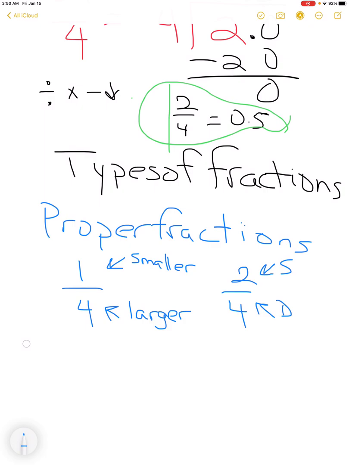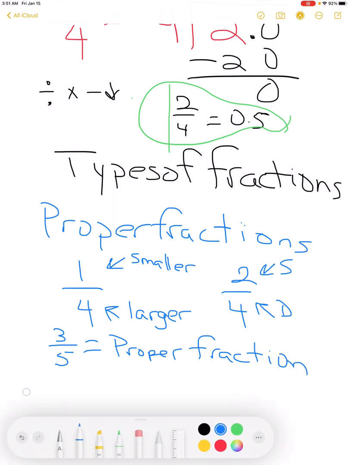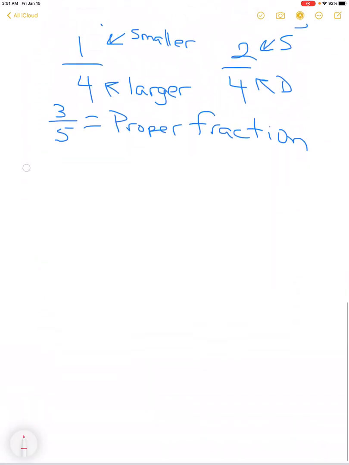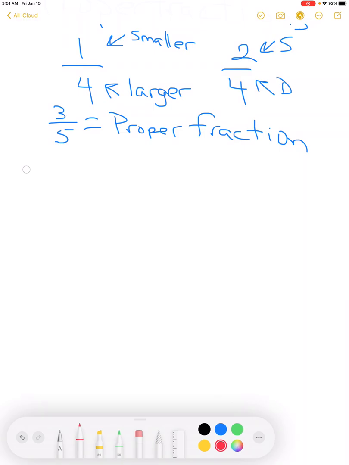Go ahead and try to come up with a proper fraction on your own. I came up with one. What about 3/5? Is the numerator smaller than the denominator? Yes, very good. So that means this is a proper fraction. The next type of fraction that I want us to learn would be an improper fraction. Improper fraction. And I'll write it.